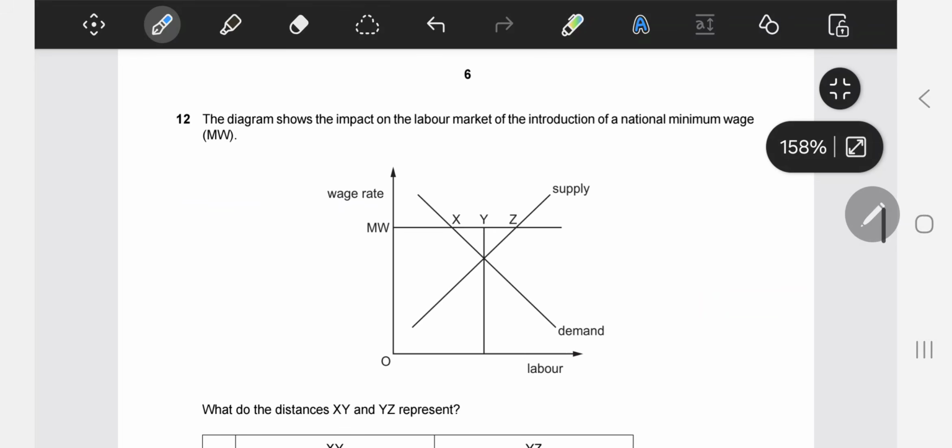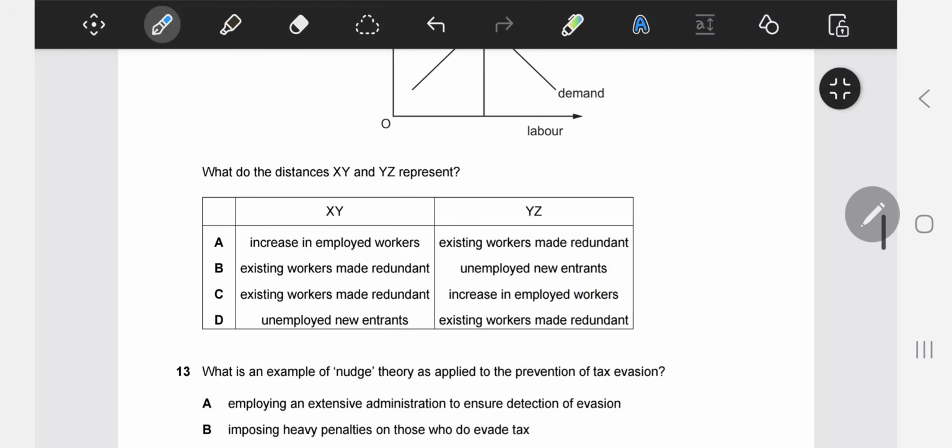I'm going to make this smaller so that you can see the whole graph. The diagram shows the impact on the labor market of the introduction of a minimum wage. So the minimum wage has been introduced here, that's above the equilibrium, which is very good. What do distances XY and YZ represent? So XY, this is people who will lose their jobs. So these ones will lose their jobs. And these ones will be wanting to join the market but won't be able. So want to join but won't be able. Okay, so XY, existing workers made redundant, so this is 2. And then for the second part is unemployed new entrant, so that's B.